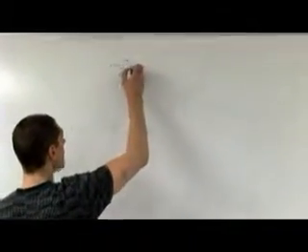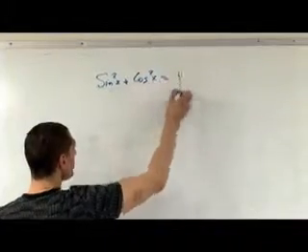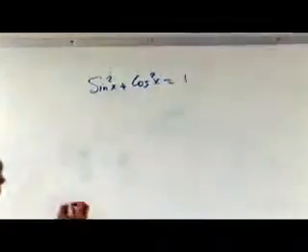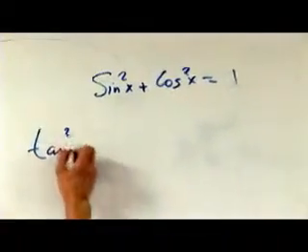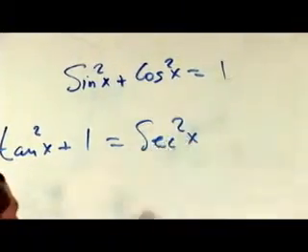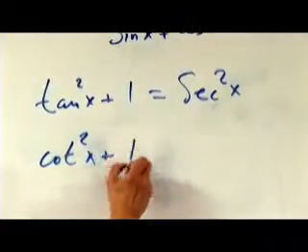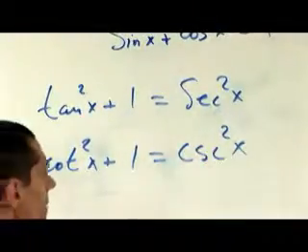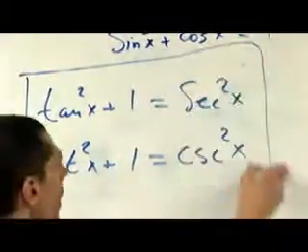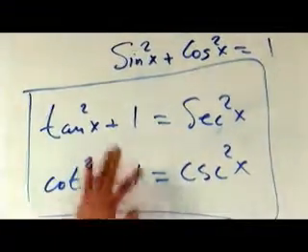Okay, remember, some important identities to remember are, of course, sine squared x plus cosine squared x is equal to 1. This is very important. Also, remember we had tangent squared x plus 1 is equal to secant squared x. I would like to introduce another one, and that is cotangent squared x plus 1 equals cosecant squared x. In calculus, these show up quite a bit.